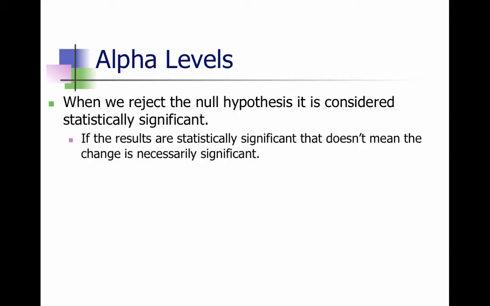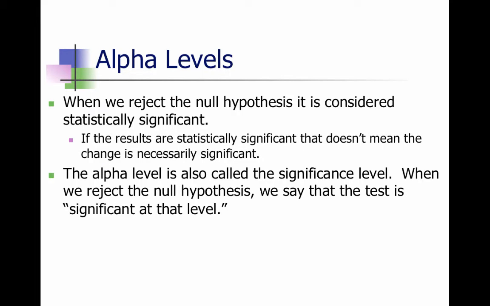When we reject the null hypothesis, it is considered to be statistically significant. And that's only when we reject it. If we fail to reject, then the results are not statistically significant. Again, the idea behind this is that if we're rejecting the null hypothesis, we're saying that the current model we have doesn't work, which is kind of a big deal. So therefore, it's statistically significant. If the results are statistically significant, that doesn't mean that the change is necessarily significant, but just that the results are. The alpha level, because of this, is also called the significance level.